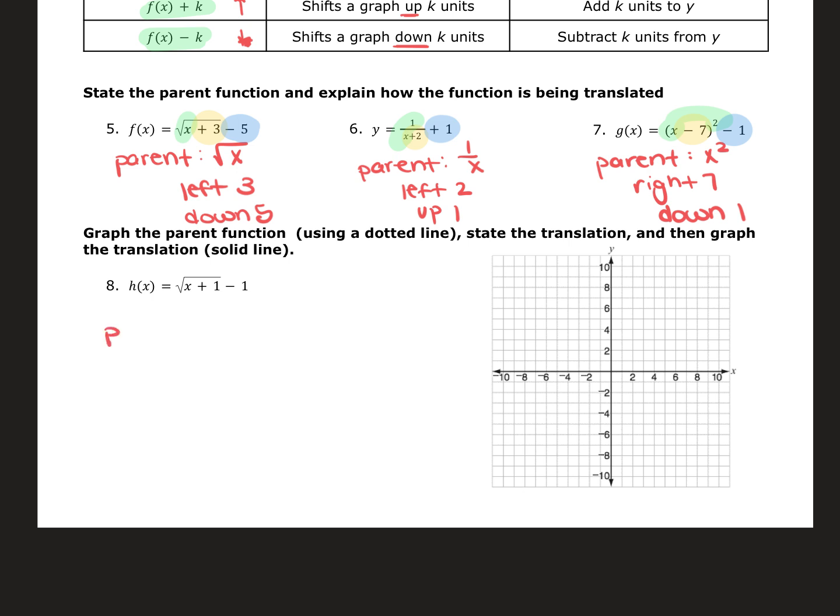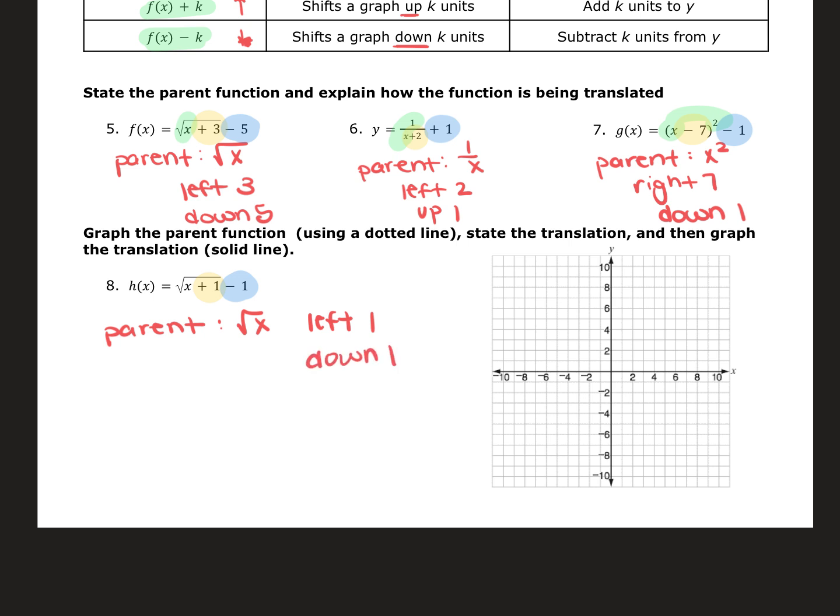So parent function. Parent function of this is going to be the square root of x. Inside the square root function, it's got a positive 1. That's left or right, and it's opposite of what I would think. So it's going to go left 1. And then outside the function is exactly what I would think, up or down. So it's going to go down 1.